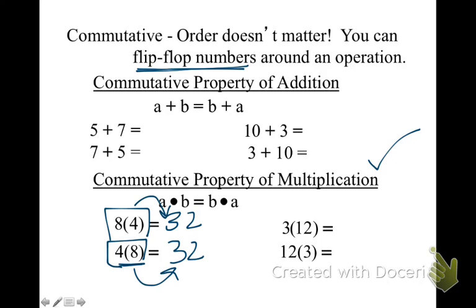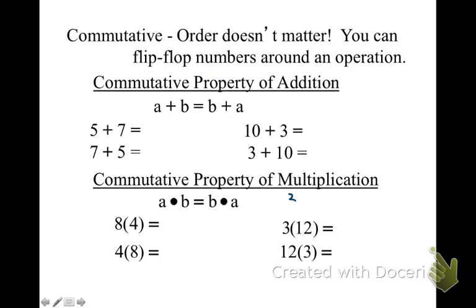Now, take a look at our second example. Is this a commutative property of multiplication? Yes or no? Tell your neighbor why. So you and your neighbor should have noticed, I have 3 times 12 equal to 12 times 3. Now, did I flip-flop these numbers? Yes, I did. And to double check, let's do our math. What is 3 times 12? 3 times 12 is 36. And what is 12 times 3? 12 times 3 is also 36. So this is proof of the commutative property of multiplication.